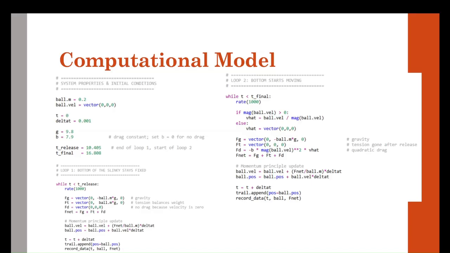So here's some of the code from the computational model. In the top left, we set the initial conditions, such as the initial mass and velocity of the spring. In the bottom left, we have the first calculation loop, which calculates the position and velocity as the top part falls while the bottom part of the slinky remains stationary. And then on the right, we have the second calculation loop, which now accounts for the change in velocity and position of the bottom portion of the slinky as the top part has hit it and it is now falling altogether.